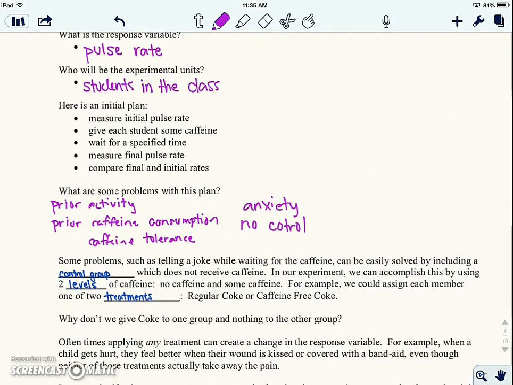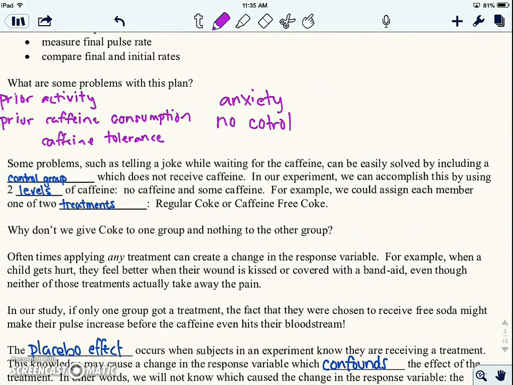And here's what we do. Some of these problems, such as telling a joke while waiting for the caffeine, can easily be solved by including a control group. So let's say while we're waiting for the caffeine to kick in, I say something really funny or I fall off my desk and you guys start cracking up. That may make your heart rate go up, and that would confound our results, okay?